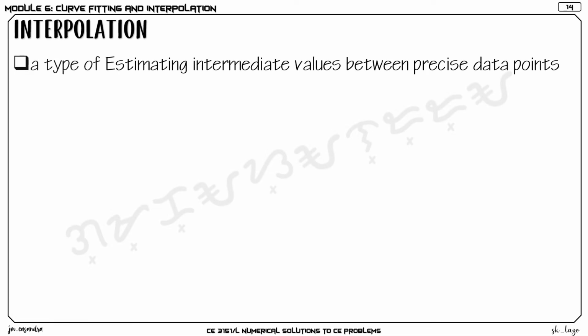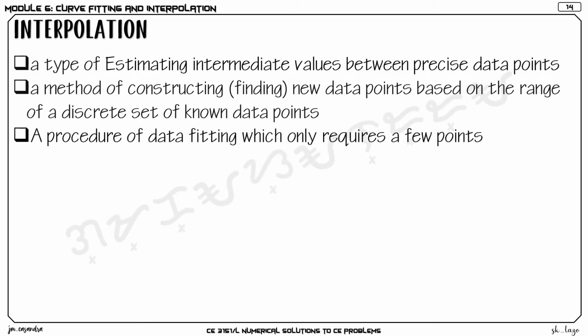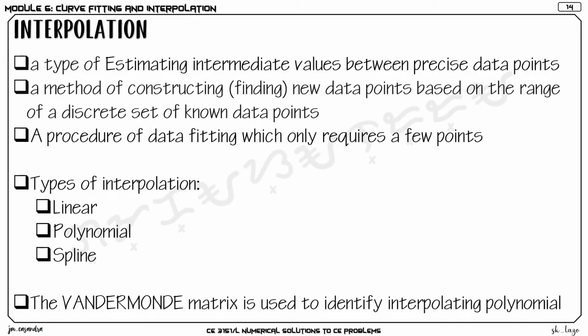So interpolation is defined as a type of estimating intermediate values between precise data points. It's a method of constructing or finding new data points based on the range of a discrete set of known data points. It's a procedure of data fitting which only requires a few points. There are different types of interpolation, and this would include linear interpolation, polynomial interpolation, and spline interpolation. The Vandermonde matrix is used to identify interpolating polynomials.